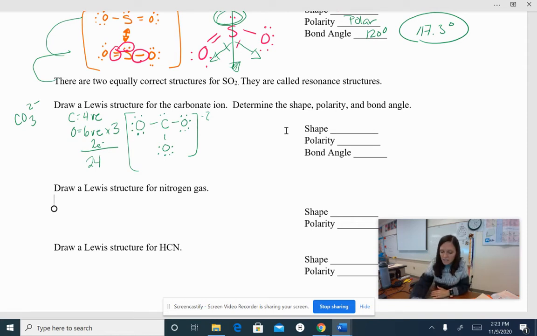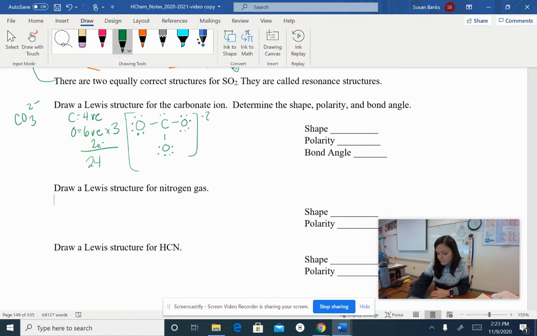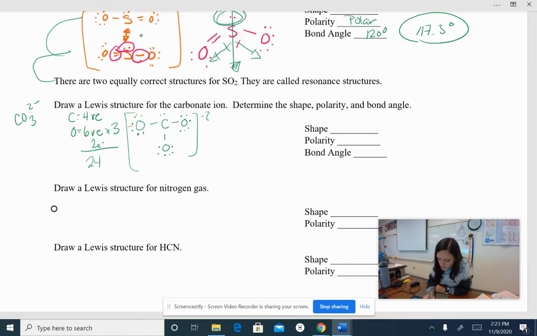Now let's check how many electrons I've used. Okay, so I have used 2, 4, 6, 8. There's another 8, so that's 16, plus another 8 here. That's 24, and 2 more here. So I've used two electrons too many. So I need to throw in a double bond. Now, I'm going to do this over here because I'm running out of room.